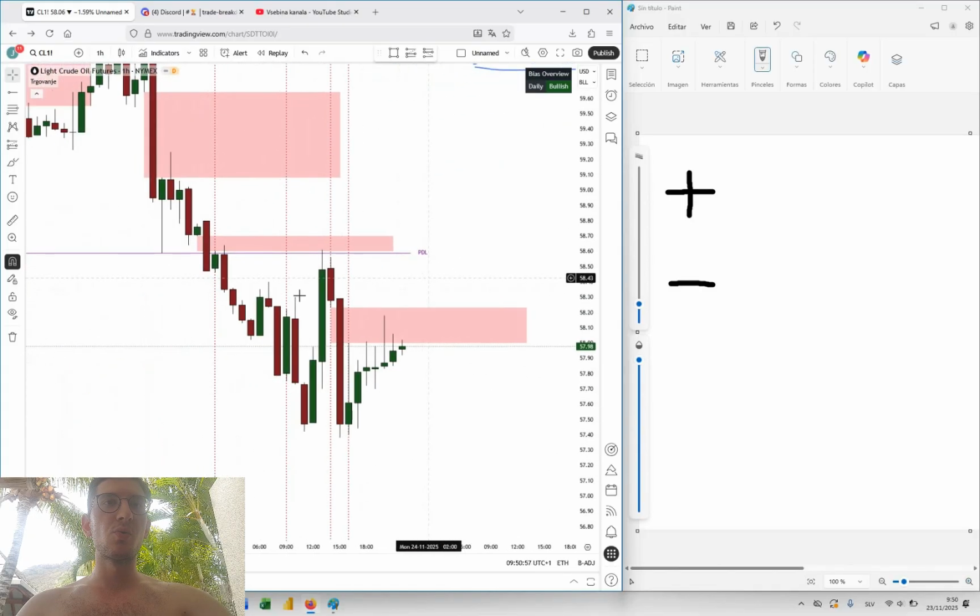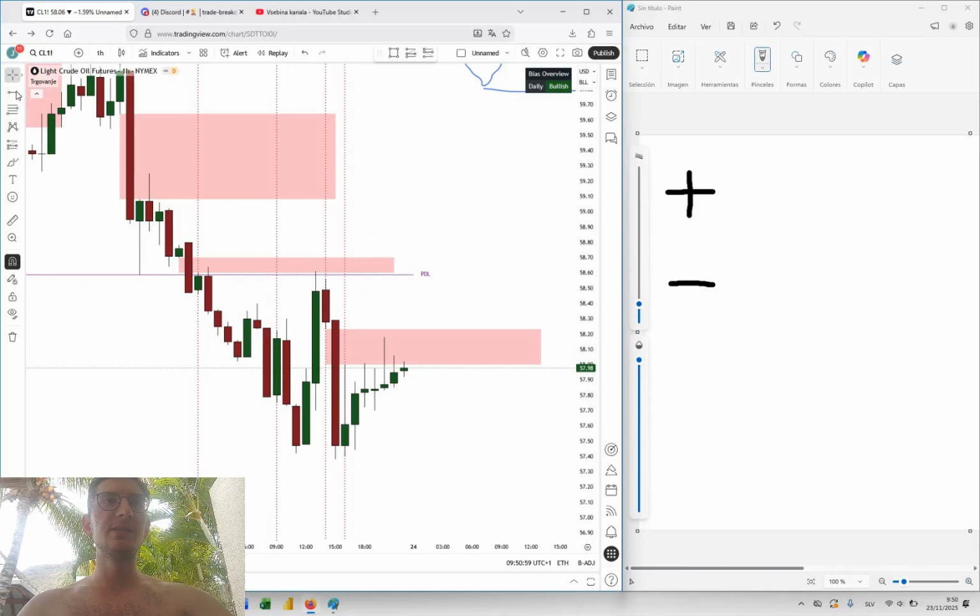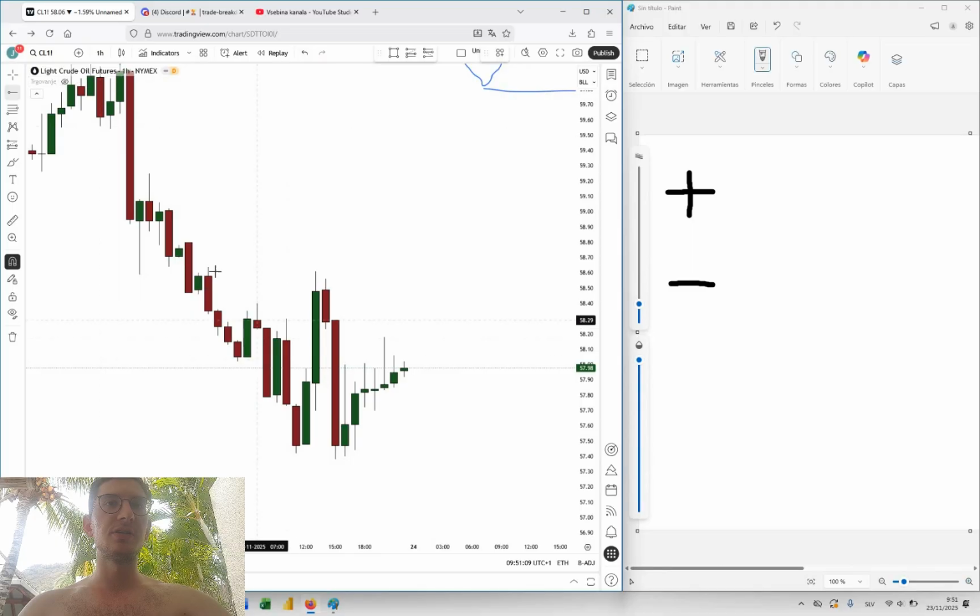So how do I know when break of structure happened? I am monitoring either the highs or the lows, and not just any highs or lows, but the most recent one. For example, let me turn off this indicator so that we have a clean chart. Right now here we have a downtrend, and if I want to find a bullish break of structure, I have to monitor the highs.